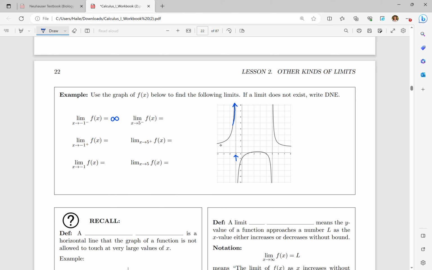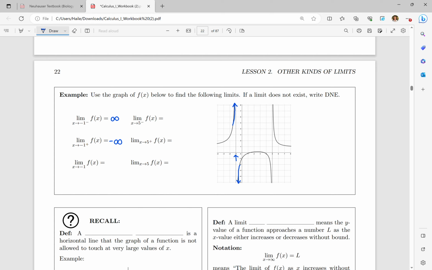Okay, if we look at this one, the limit as x approaches -1 from the right of f of x, we're going to be looking at this piece of the function down here, and we see as it approaches that asymptote, it's going down forever. So this one would be negative infinity. Okay, so those were two one-sided infinite limits.